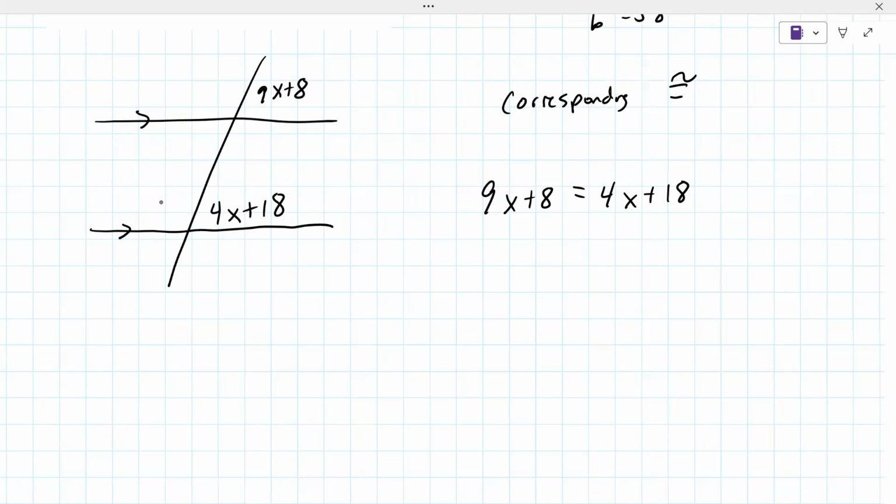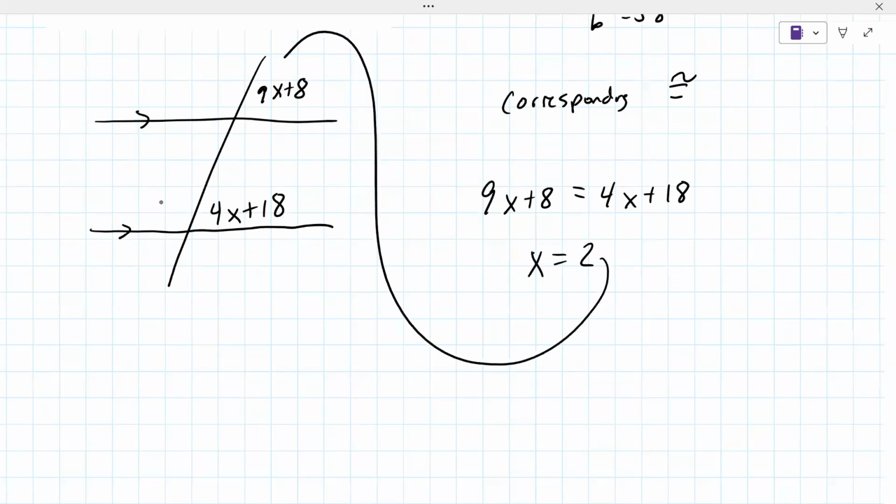X is 2. Now, this is kind of part one of this. The next thing is to put the x value back into one or the other or both, depending on the problem. Could you do that for us, please? So just substitute it back in. Instead of x, put in 2.